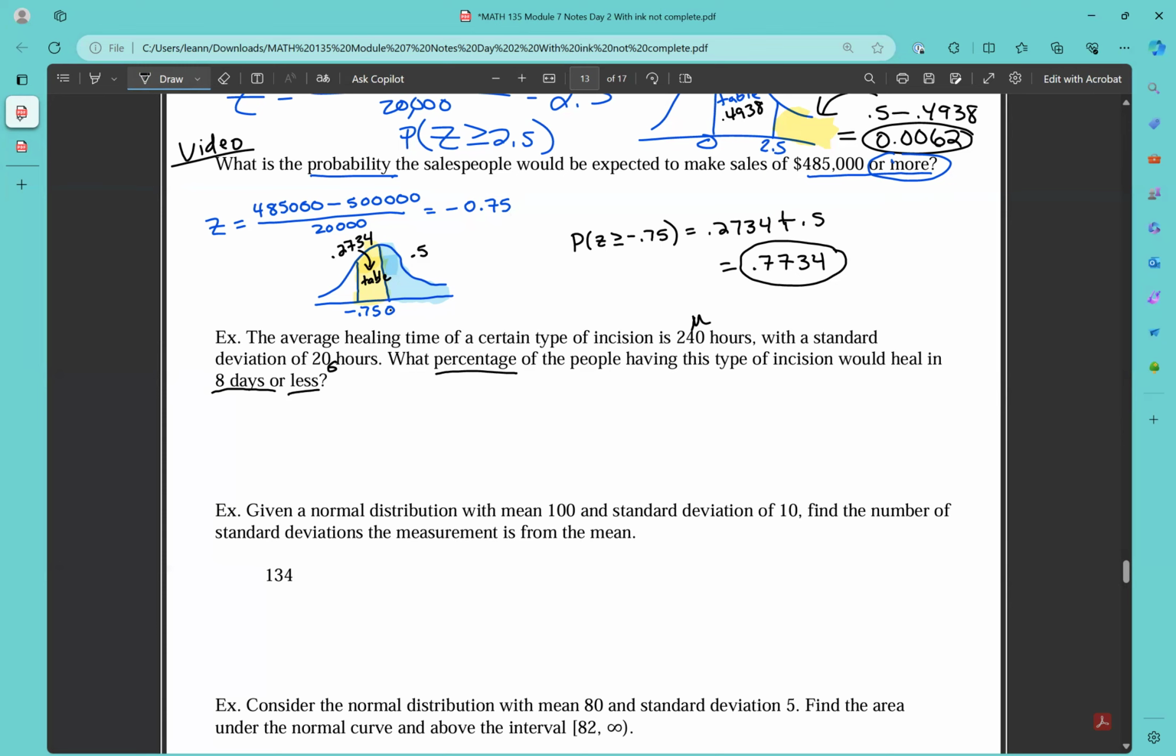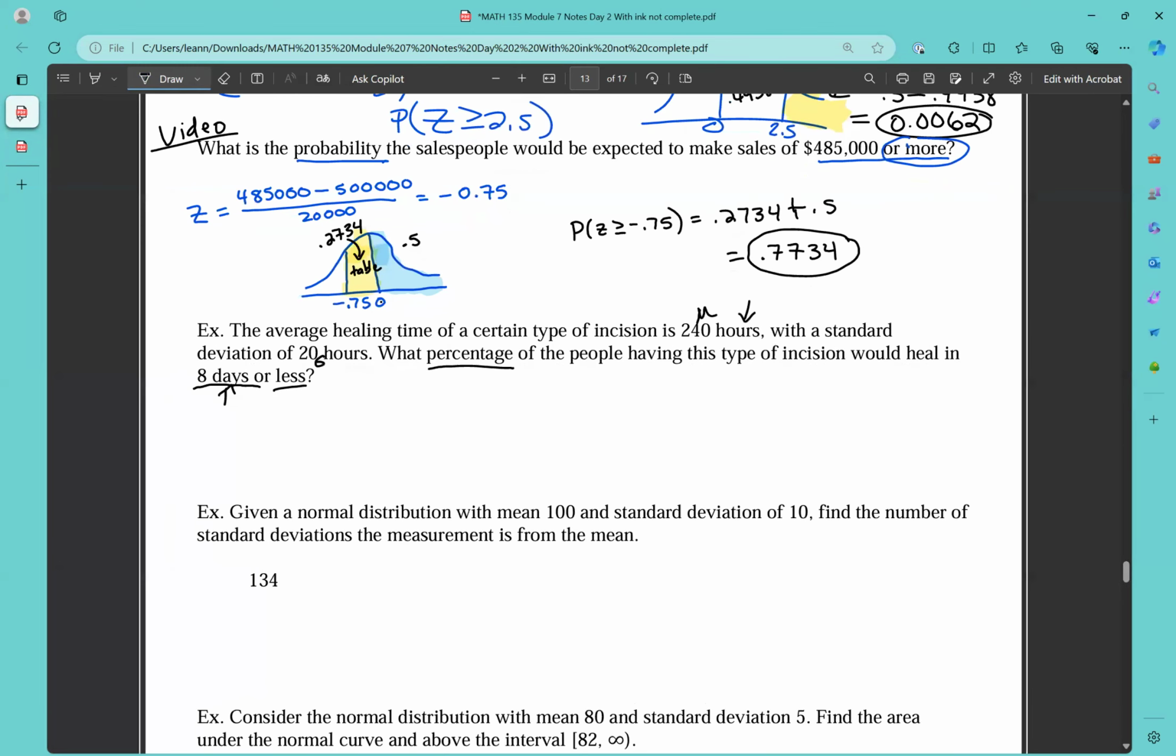Now there's a problem with this. Days is not the same thing as hours. So the first thing I need to do is convert to hours so that we match with our mean and our standard deviation, because otherwise this isn't in the same units. So remember, there are 24 hours in a day times 8 days. That is going to be 192 hours.